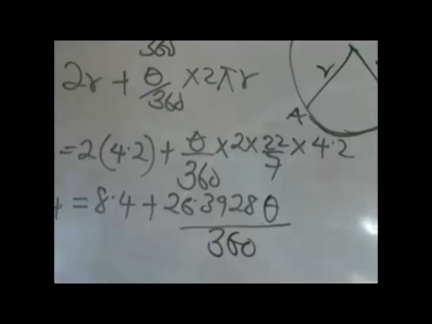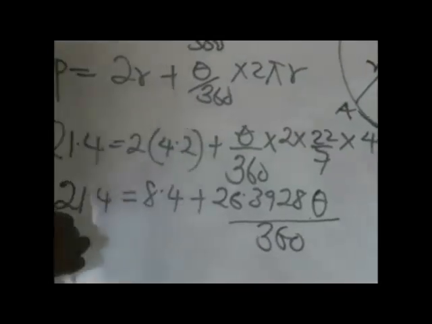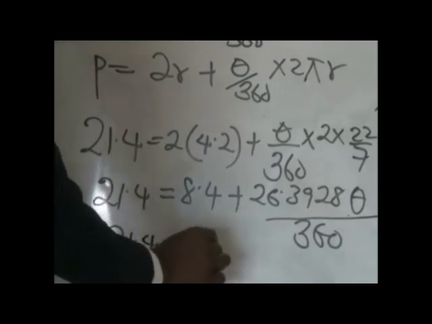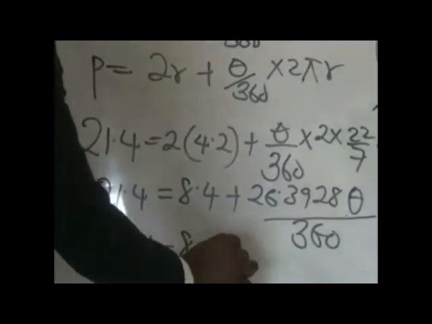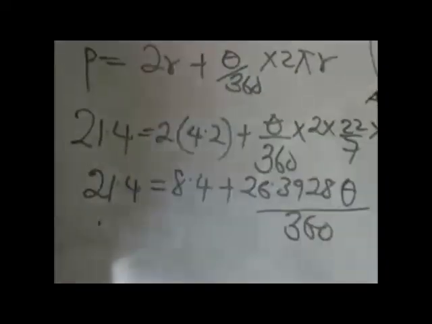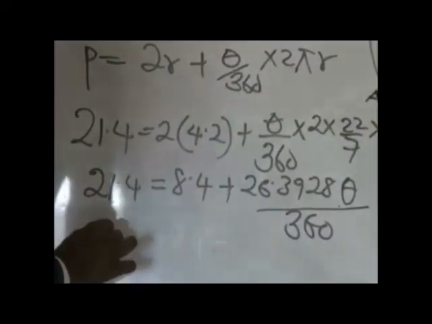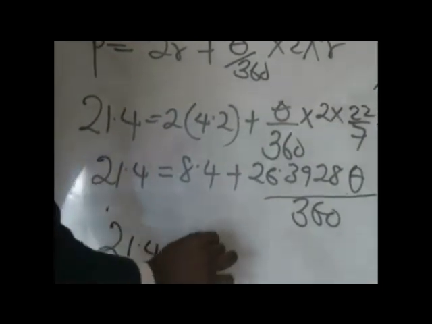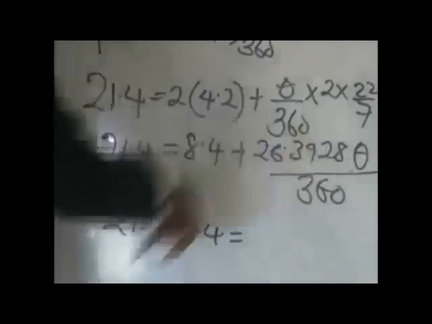Are you following? So what to do? Collect like terms. This becomes 21.4 minus 8.4 equal to this value. Excuse me, let me bring it down a little so that you will see clearly. This becomes 21.4 minus 8.4 equal to this value. Are you getting it now?